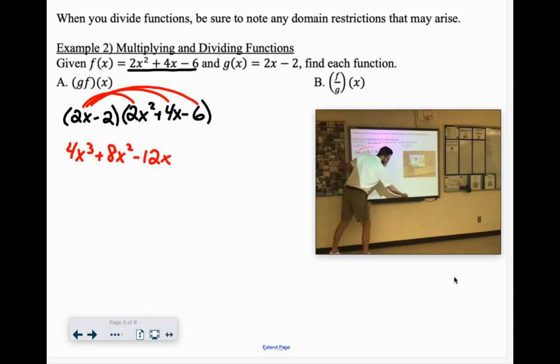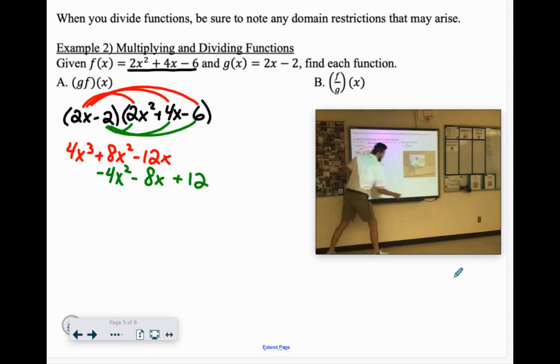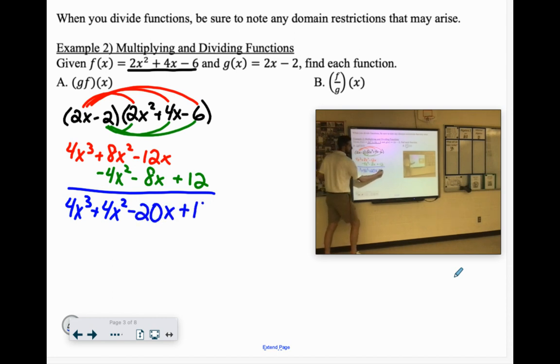Then we'll get them all with this negative 2. So that would give us negative 4x squared. I'm going to put it under my other x squareds. Negative 8x and positive 12. Combine our like terms, which we have them lined up right now. 4x to the third plus 4x to the second minus 20x plus 12.